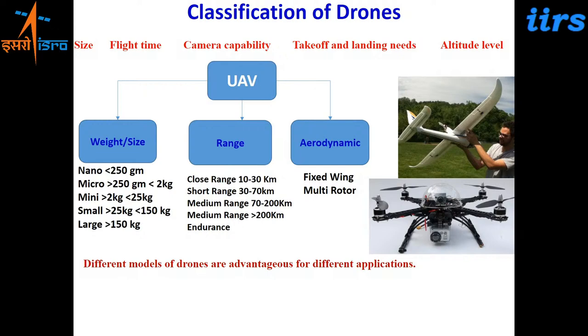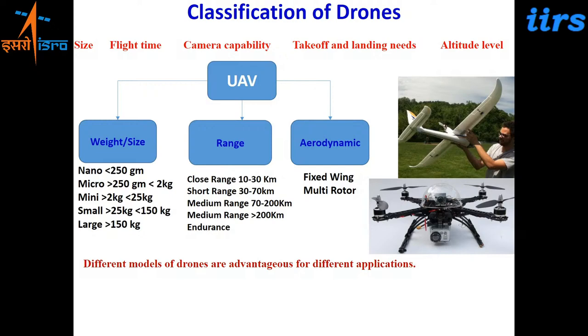So it carries very, very small cameras, maybe just a picture. These drones are generally used for hobby purposes or collecting pictures if required. And to fly these drones, you don't require much permission, because even if any damage happens, it will not affect any human lives. From micro drones onwards, permission to fly is required.